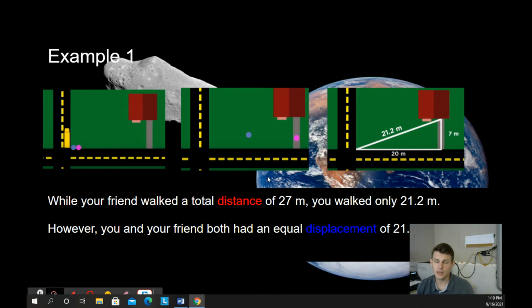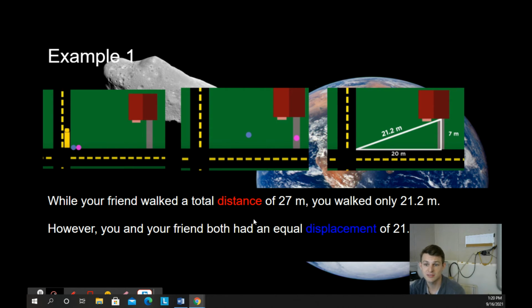So I'm going to give you a quick example of why these are different. Let's say you were to measure you and your friend getting dropped off on a bus, okay? And you guys are both heading for the door, right, to go play some video games. You walk a distance of 21.2 meters. You cut right through the yard and you head straight to the door, while your friend goes down the street and up the sidewalk, and he walks a total distance of 27 meters.